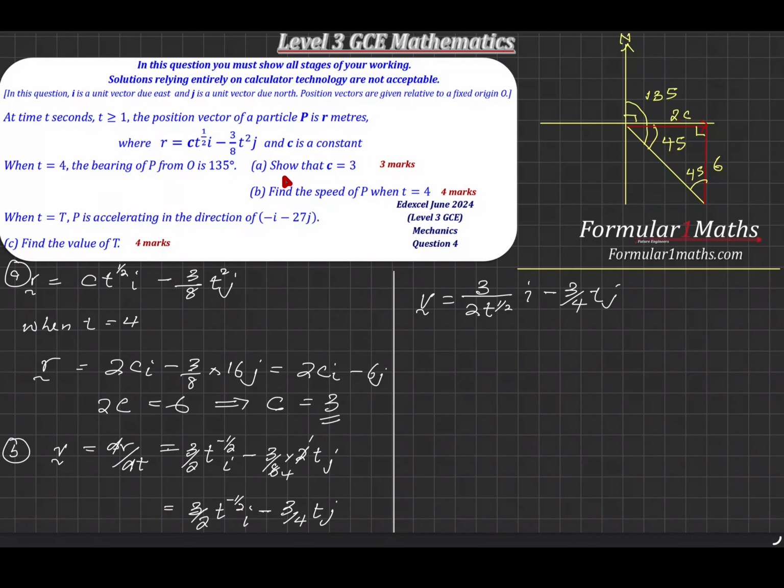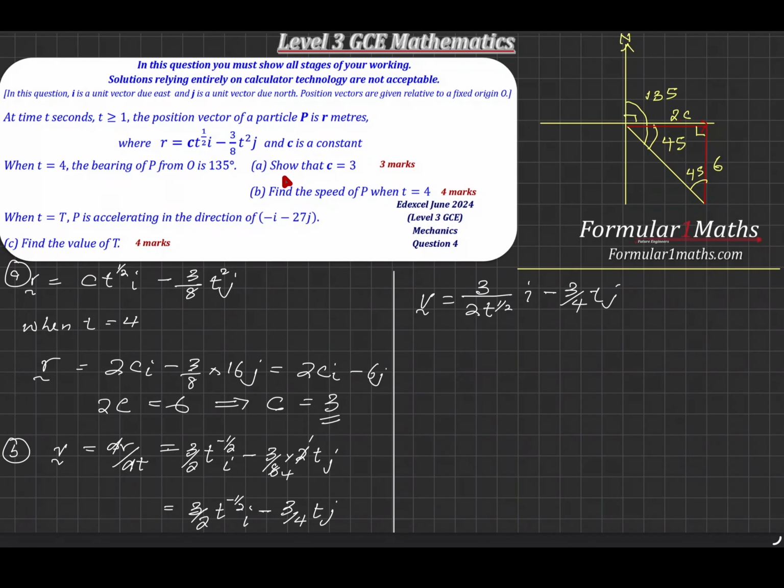So when t is equal to 4, v is equal to 3 over 4 i minus 3j. Because when I put 4 here, I'll get the square root of 4, and the square root of 4 is 2. 2 times this 2 is 4. And when I put 4 here, I'm going to get 3, because the 4 will cancel the 4. So the velocity when t is 4 is this one here. Now we are told to find the speed.